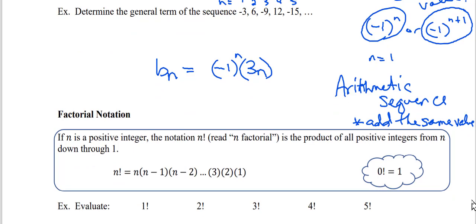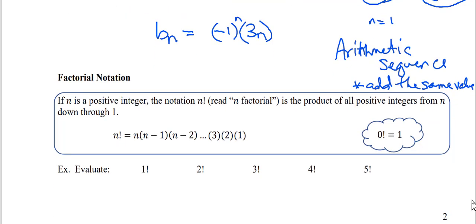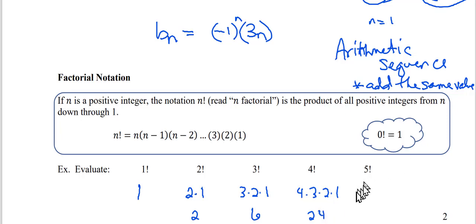Factorial notation. N factorial is the product of all positive integers from n down through 1. So 1 factorial means 1. That's it. 2 factorial is 2 times 1, or 2. 3 factorial means you just multiply all the natural numbers, positive integers, from that number on down, which is 6. 4 times 3 times 2 times 1 is 24. 5 factorial is 5 times 4 times 3 times 2 times 1, which is 120.